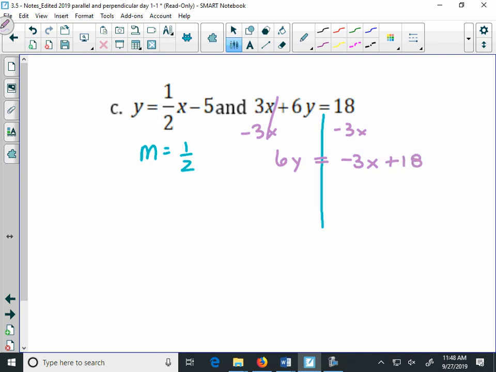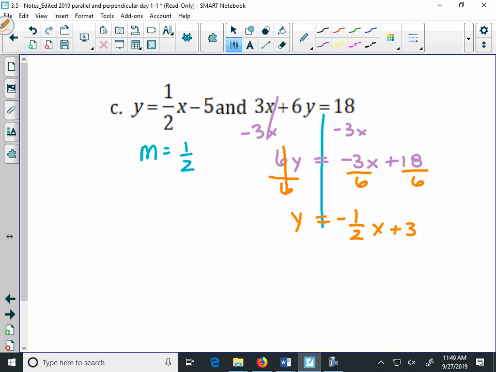What do we have to do with the 6 to get y by itself? Divide. So we get y is equal to, and you have to simplify fractions or you won't be able to tell. What's negative 3 over 6? What does that simplify down to? Negative 1/2. What does 18 over 6 simplify down to? 3.